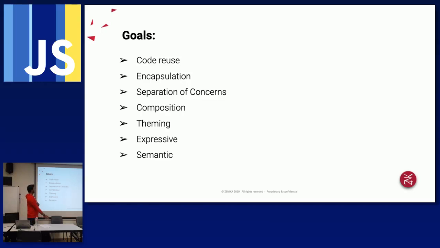So what are the goals of web components? It's basically to reuse our existing code, and to encapsulate the styling and markups. It provides separation of concerns. It provides better composition. And for theming purposes, it's really the best when you want to provide a theme to your application. And it's pretty expressive because you define your elements yourself, and it's semantic.